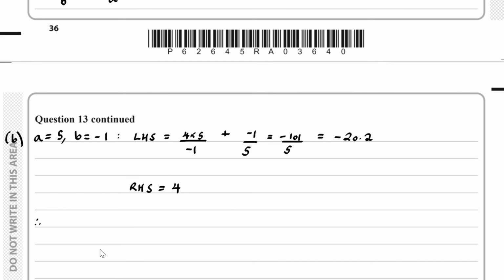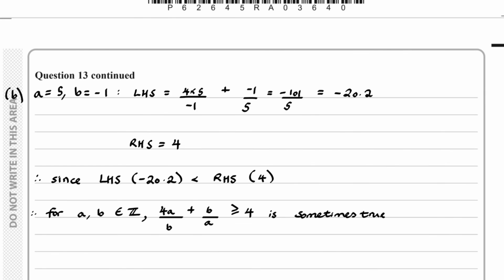And what you can see over here then is that, in conclusion, for a and b belonging to the set of integers, which can be positive or negative, 4a over b plus b over a being greater or equal to 4 is sometimes true. Of course it's true when a and b are both positive, but when, say, a is positive and b is negative, the result is not true.